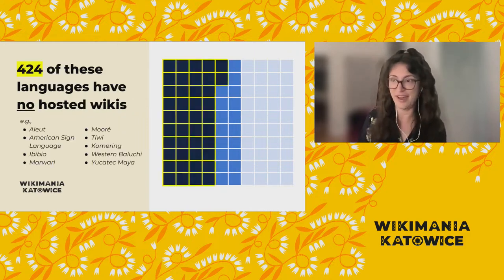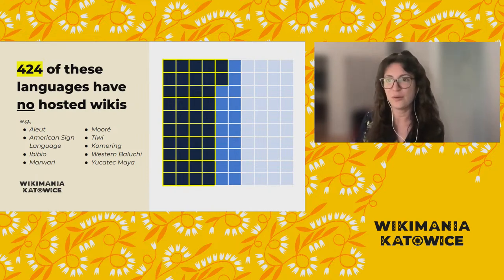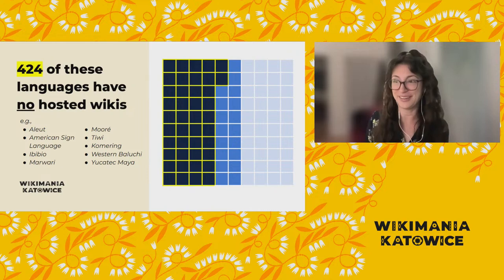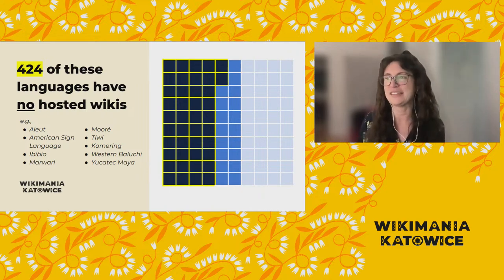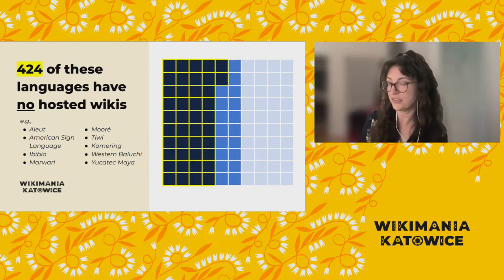Of those languages with active and substantial projects, currently 424 of those languages have no hosted wikis, only test wikis. So what this means is that 424 languages are currently only represented in our test spaces on Wikimedia. And I've provided some examples below. Many of these languages have millions of speakers, such as Ibibio, Marwari, and Mooré, or close to a million signers, such as with American Sign Language. So what we see here is the potential to add 424 languages to Wikimedia's language coverage within our hosted spaces. But first, these languages must graduate from the incubator.